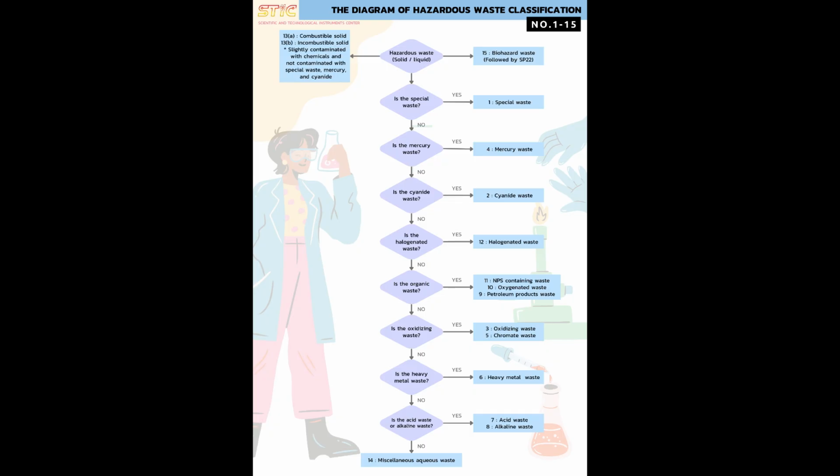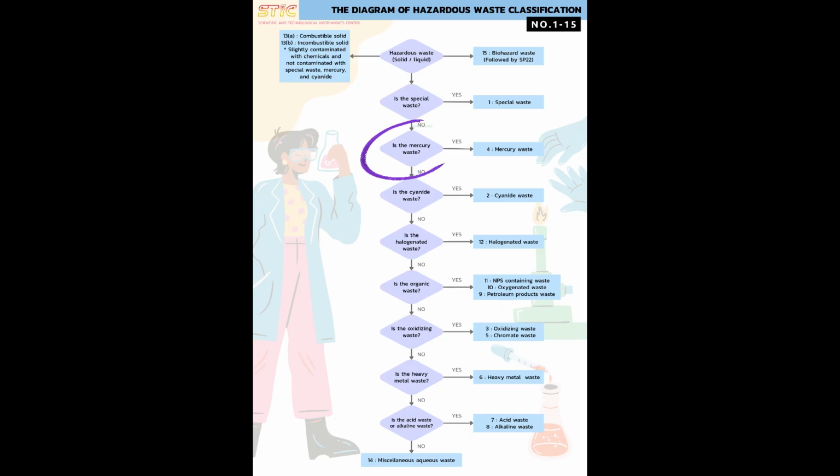If the waste is not biological, we move step by step through a series of questions. The first question: is it special waste? If it contains extremely reactive or unstable substances like azides, peroxides, or ethidium bromide, it must be treated as Category 1, special waste, which materials can explode or release toxic gases and require strict handling. If it is not special waste, continue downward.